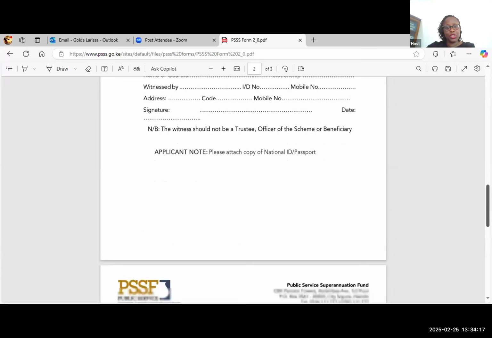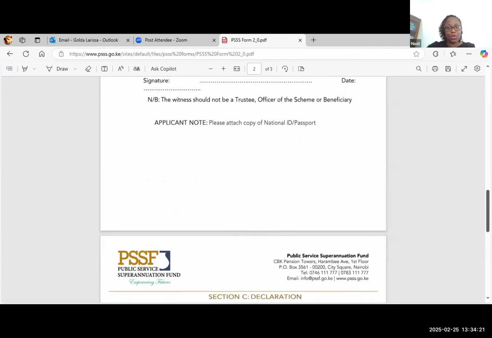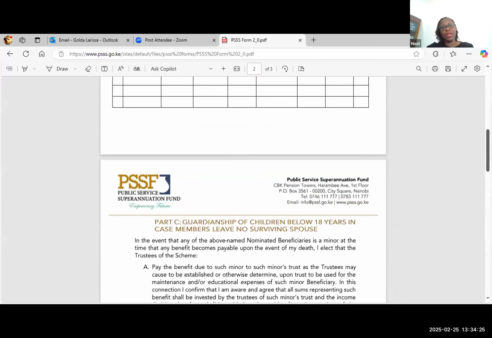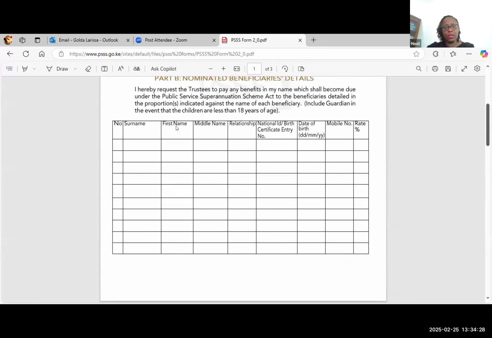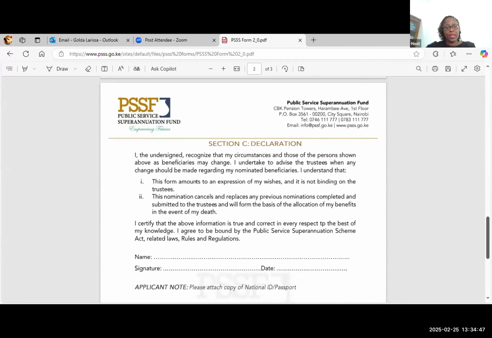So this is how the nomination beneficiary form looks. And what we'd like you to come with is a copy of the national ID or passport. Some of this information about the relationship, this part B, we can get at the point that we need it. We will see that these are the people you've nominated. You've said this is your spouse. What makes her your spouse? Or what makes him your spouse? These are your children. What are the documents that we need to confirm that these are actually your children? We will get them at the point that we require them.